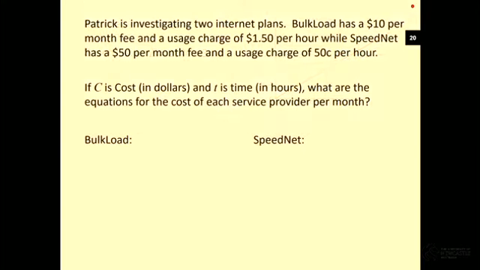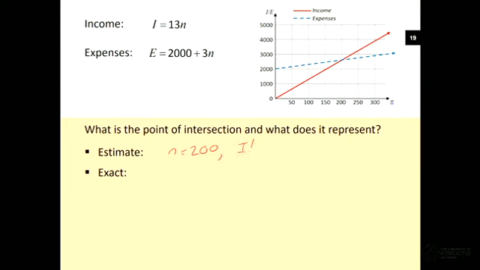N equals 200 and income/expenses equals, well, if that's 2,000, that's 3,000. And I've got 1, 2, 3, 4, 5 boxes there. We've got a gap of 1,000 and I've got 5 boxes. So 1,000 on 5, it's going up by 200 per box. So we might have to read graphs like this: work out the difference, divide by the number of boxes, so 200 per box. So it's 2,000, 2,200, 2,400, 2,600. So my estimate is, at 200 items, my income is $2,600, my expenditure is $2,600, I break even.